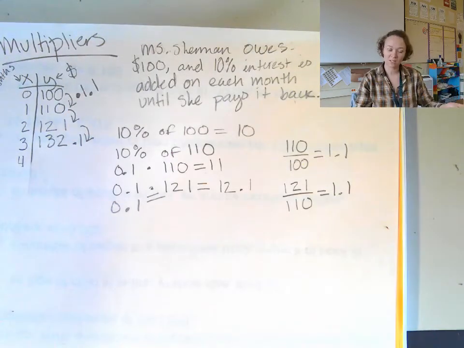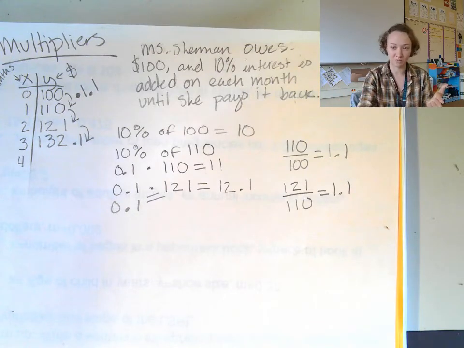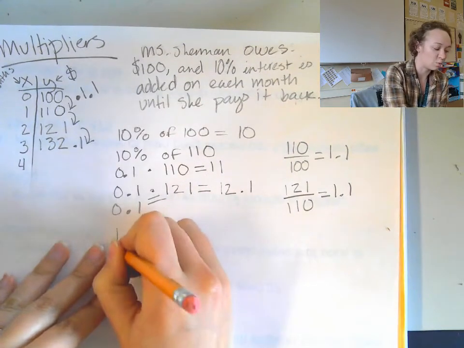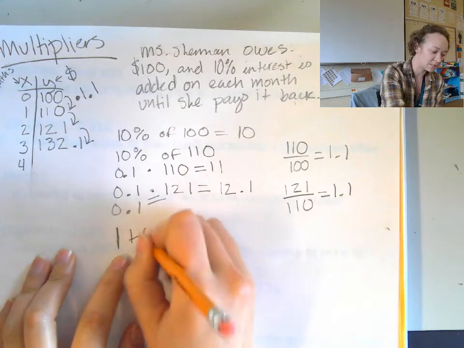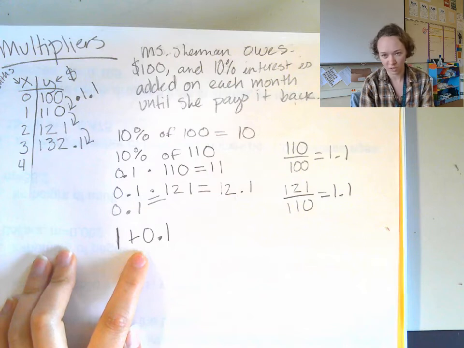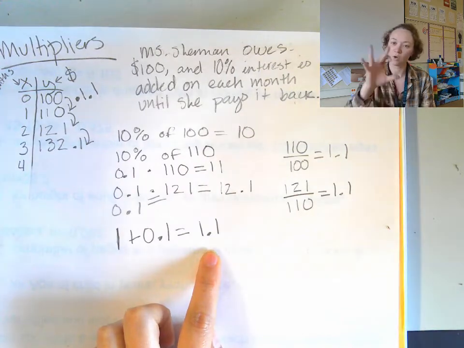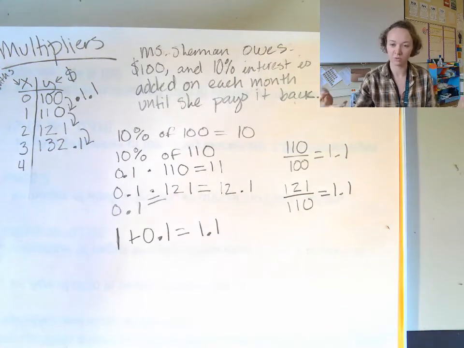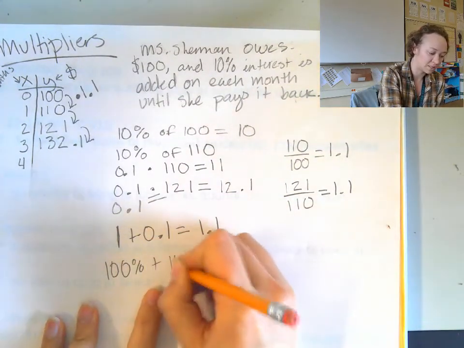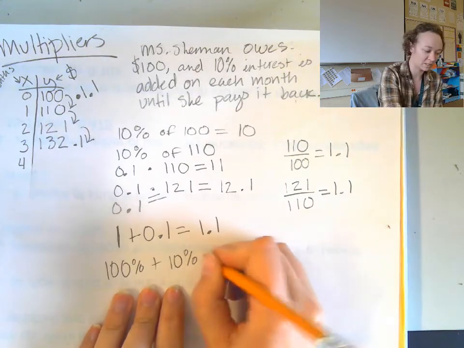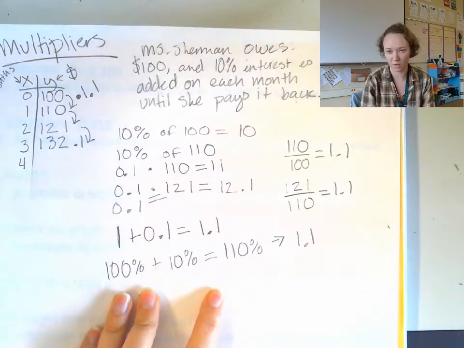The other way to think about this is that each time I still owe the $100, but now I owe an extra 10%. So I owe 1 for the whole of the original amount, plus 0.1 for the interest, which gives me 1.1 for what percent of what I previously owed do I still owe. Another way to think about that, 100% of the original plus the extra 10% interest is 110%, which is the same as multiplying by 1.1.